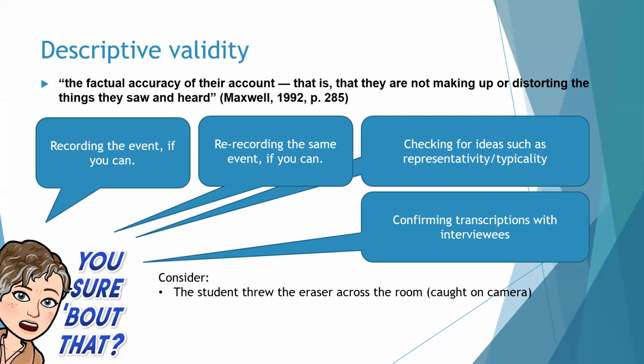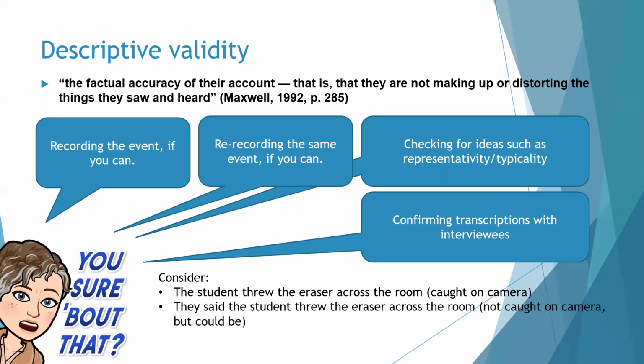And consider, for example, the following illustrative case. The description: the student threw the eraser across the room. An event caught on camera. Versus, they said the student threw the eraser across the room. Not caught on camera, but it could be. But now you're relying on a second-hand account of the event. And so you're relying on someone else's interpretation or recollection.